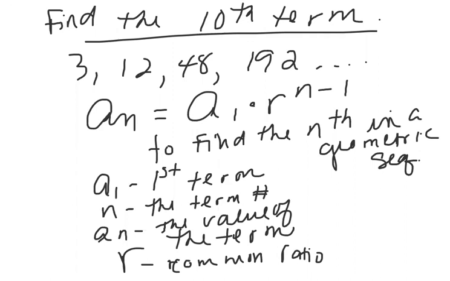Now, how do we calculate the 10th term? Well, let's identify what we need for the formula. We have the first term right here, A1. We figured out the common ratio is 4. And we know we're looking for the 10th term, so N is equal to 10. So guys, we're going to the formula and plug it in.